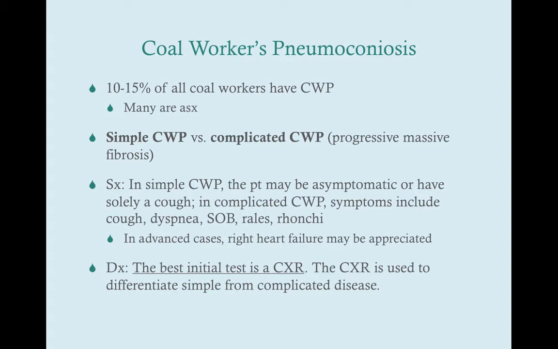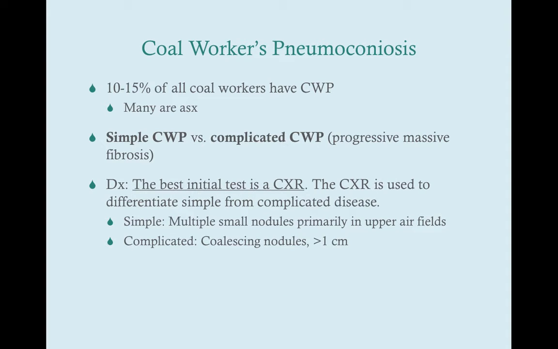So the diagnosis, again, here is going to be a chest x-ray. That's the best first step in diagnosis. The chest x-ray is going to help you differentiate simple from complicated disease. Certainly, you can have a patient with simple CWP who has cough, dyspnea, and shortness of breath. So we need to get that chest x-ray to assess the extent of their disease.